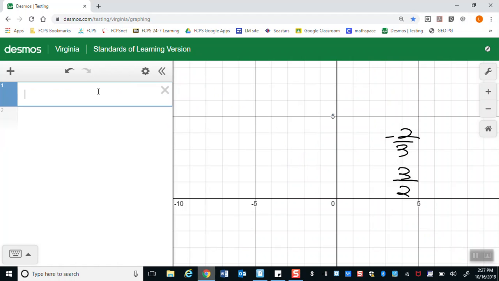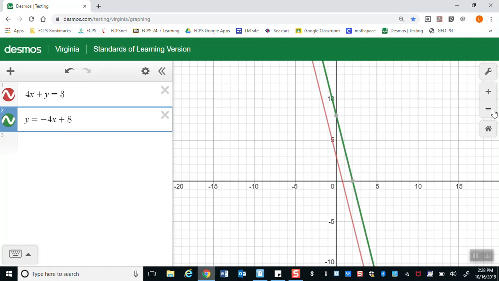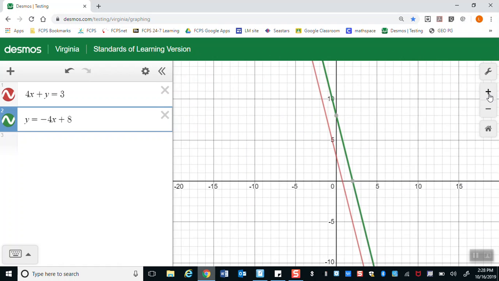Let me erase those numbers there. So we get 4x plus y equals 3. And then in the next equation, that one's already in slope-intercept form, but we can type it in, plus 8. And then you can see, if you look at them carefully, that those are in fact parallel. And if you want to zoom out, you can kind of see that they're not going to intersect.